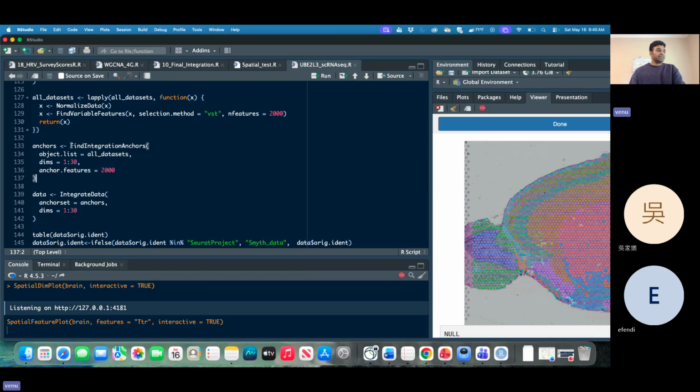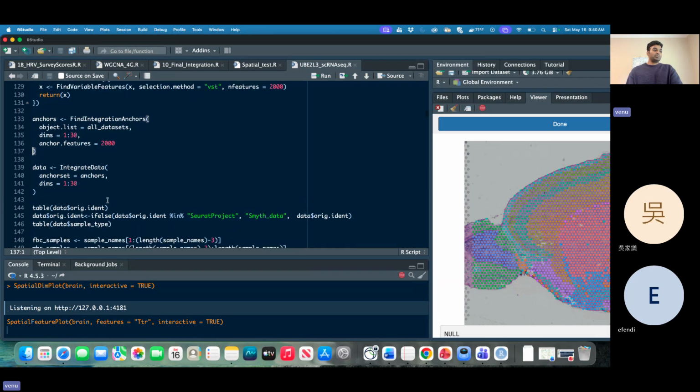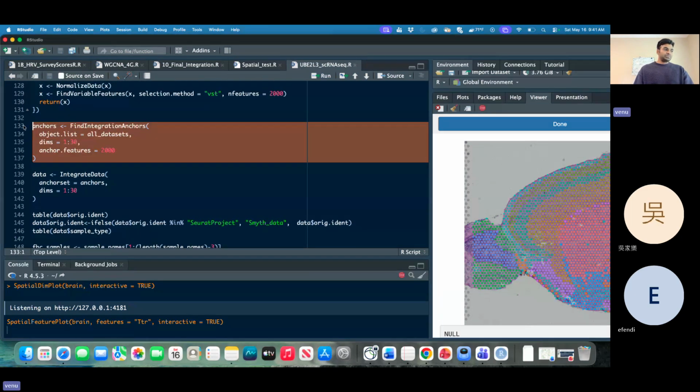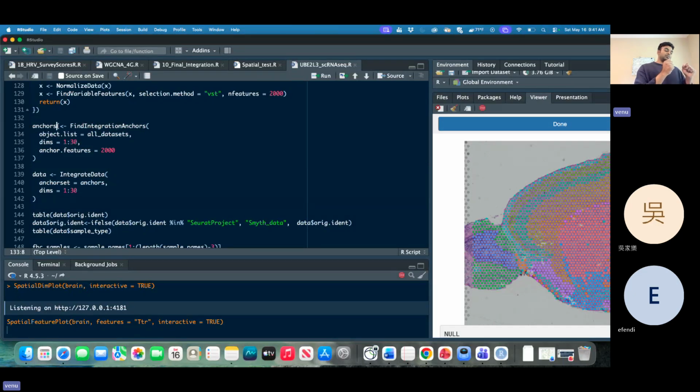So this is find integration anchors. It will run almost different numbers of combinations to see the top 2000 genes at each cell level, then integrate all these cells into one group. This step usually takes a lot of time. Anchoring means connecting one cell with another cell based on their top markers, top features.